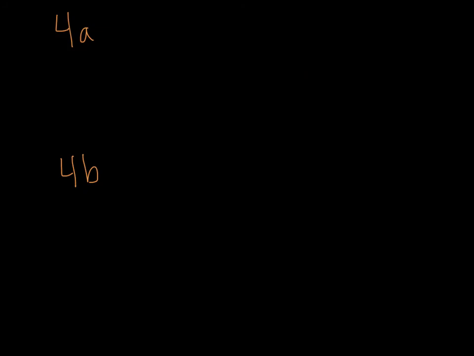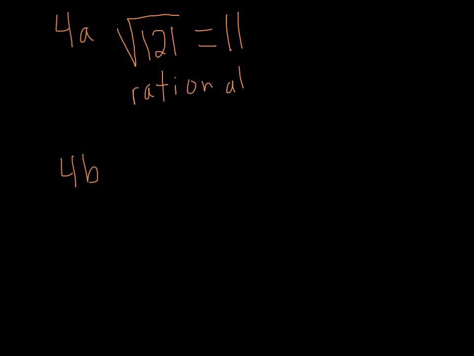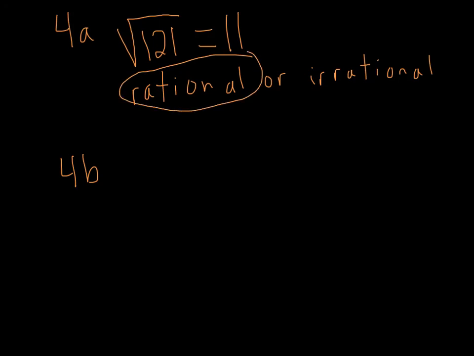Alright, so let's write down these 2 examples. Let's try the square root of 121. So the square root of 121 is 11. And we want to know, is that rational or irrational? So, what do you think? Alright, the square root of 121 is 11, which is a whole number, so it's rational. So copy that down in box 4A. If you need to pause it, go ahead.